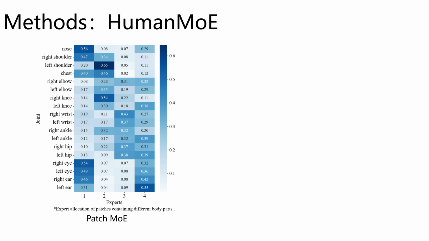Patch MoE is used for allocation and specialized processing of patches, as evidenced by the routing heat map of the deepest MoE Layer 4 image feature on 3DPW. Different experts exhibit specialization in handling patches corresponding to different body parts.